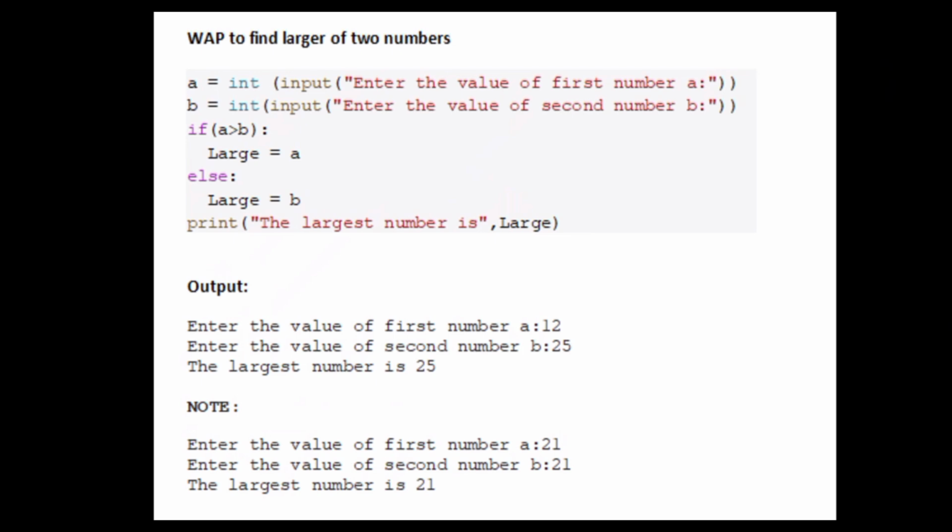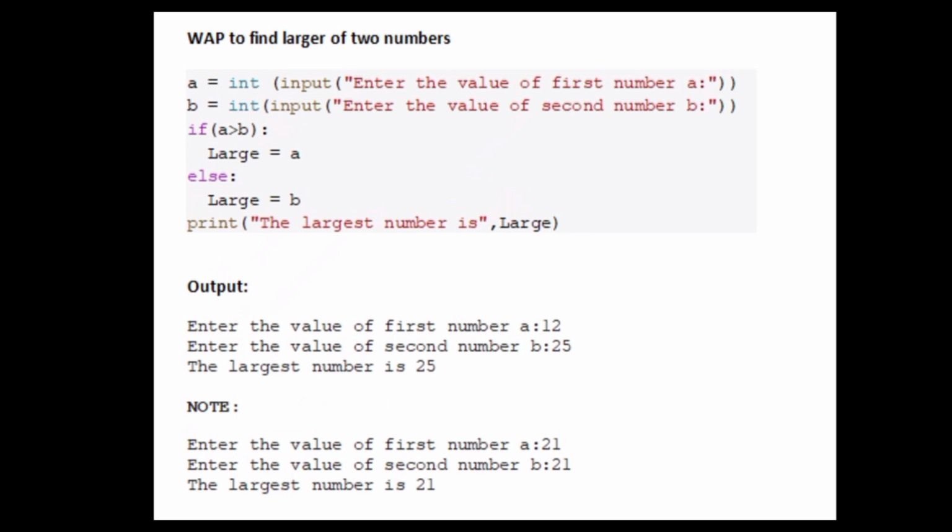This is the code. Now you see, if we take the first number as 12 and the second number as 25, then 12 > 25 is false. So the else part will execute, that is large = 25. So "The largest number is 25" will display.